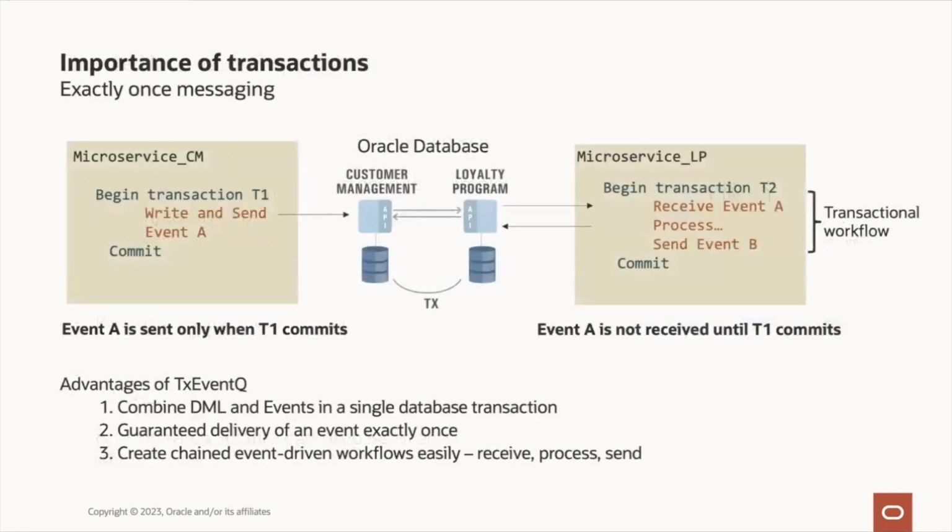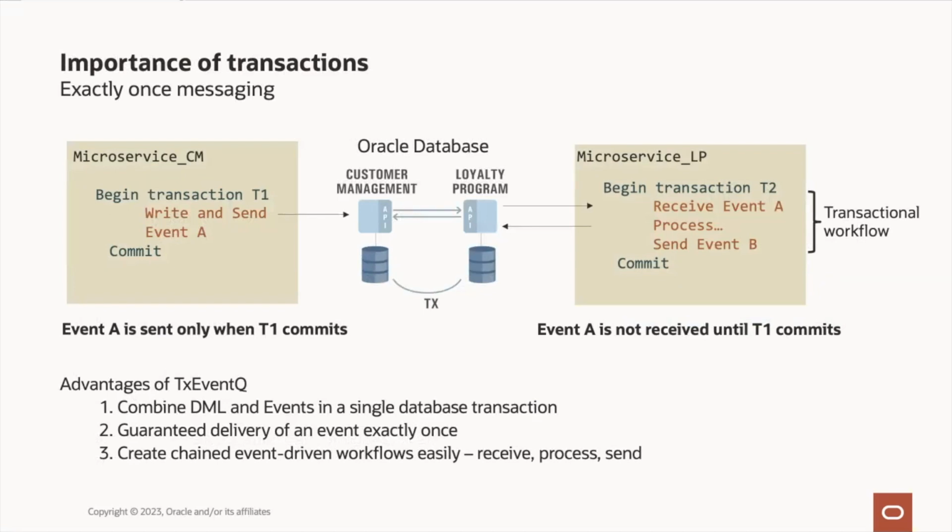Here's a simple example illustrating the transactional integration of database data changes and associated events. We have two microservices, one for the customer management application on the left and the other implementing a loyalty program application on the right. The customer management microservice on the left begins a transaction T1, which writes data to the database and then sends event A and commits.